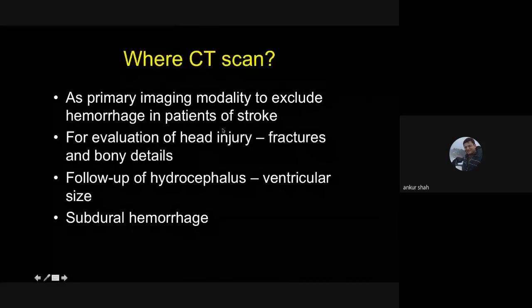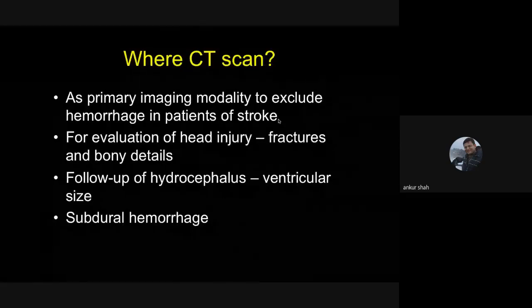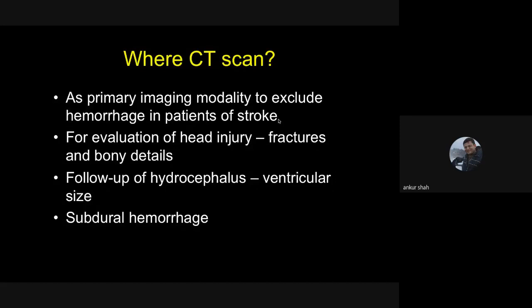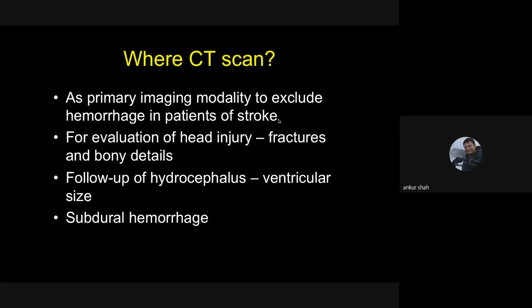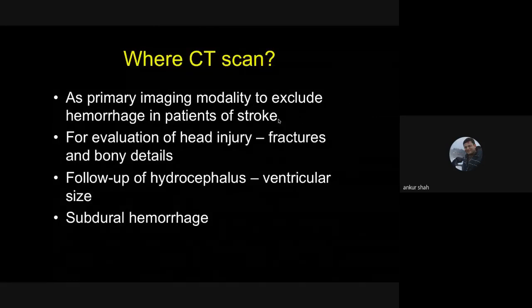So the role of CT scan is to exclude hemorrhage. If there is infarct, the CT scan may or may not show it. CT scan usually shows infarct almost about 24 hours after the onset of symptoms. Before that, CT scan will be normal. But as the treatment for infarct and hemorrhage are completely different, and CT scan is much faster, easily available, cheaper, many of the times the patient is subjected to CT scan.